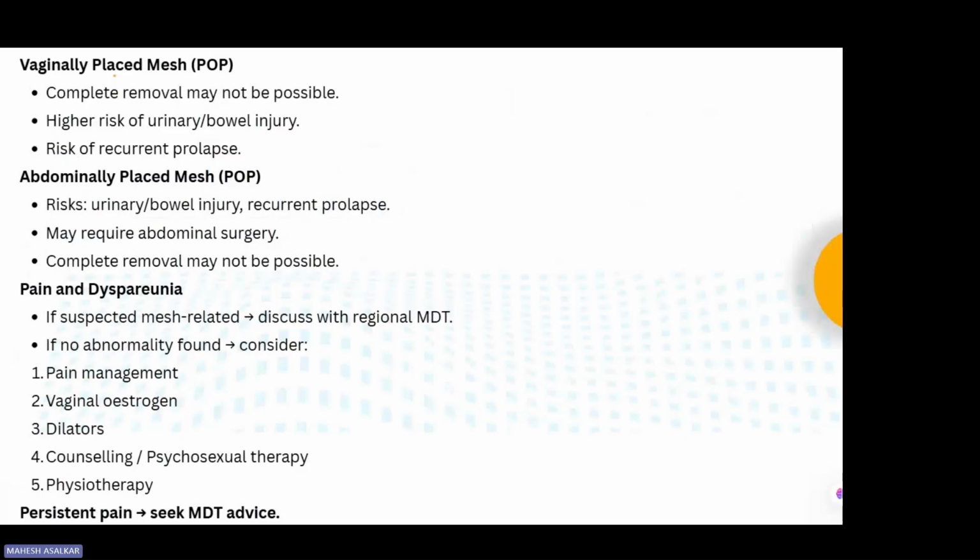If the patient has pain and dyspareunia, and it is suspected to be mesh related, discuss with the regional MDT. If no abnormality is found, consider pain management, vaginal estrogen, dilators, counseling and psychosexual therapy, physiotherapy, and if there is persistent pain, then seek multidisciplinary team advice.